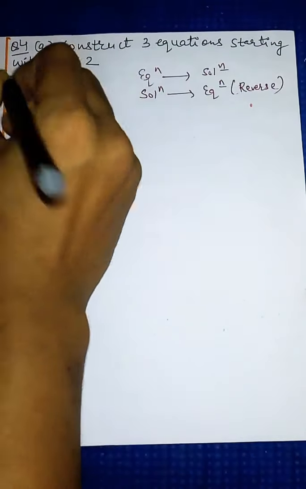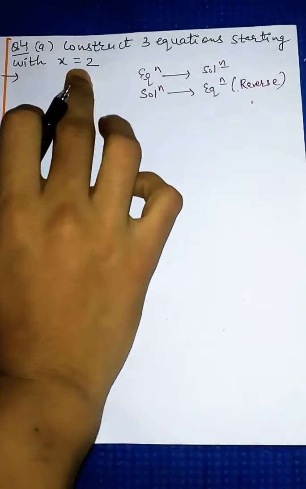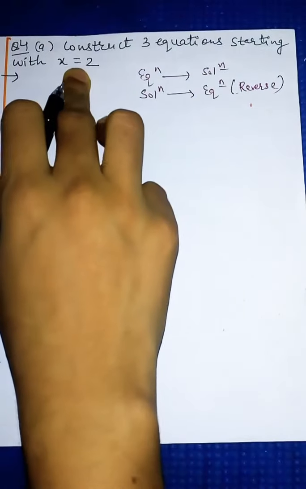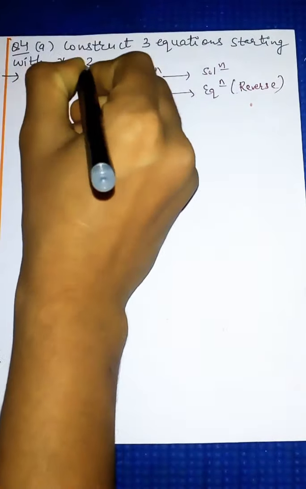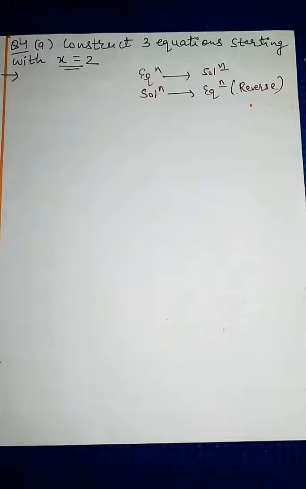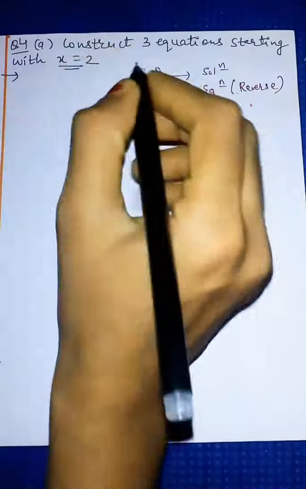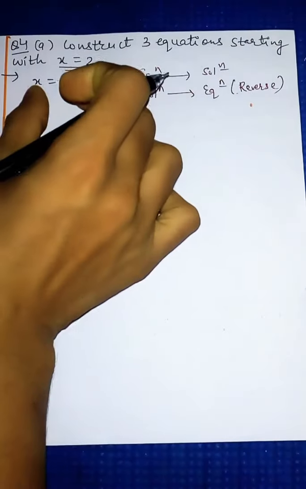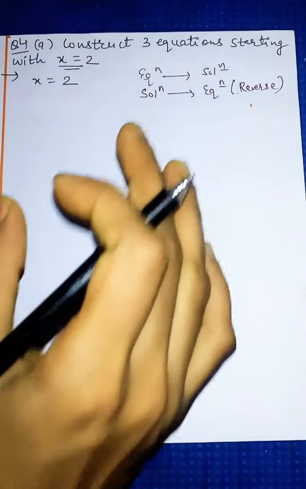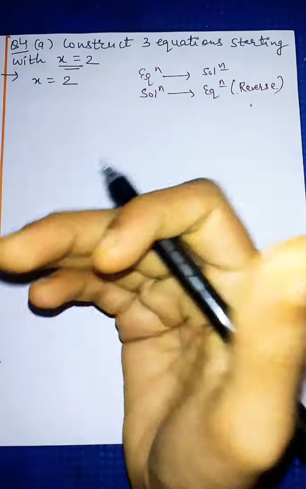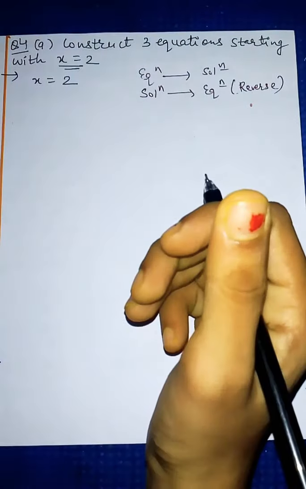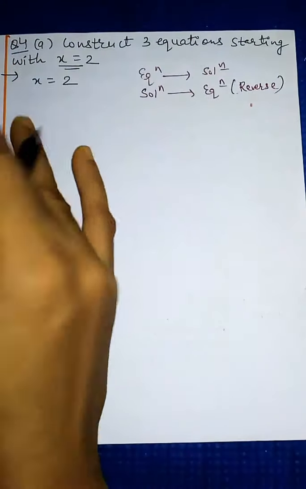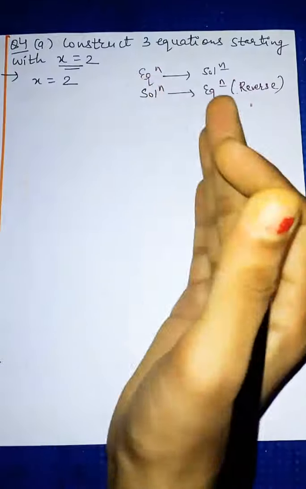So here the value is x equal to 2. We have to start with the value that is given to us, and now we have to make an equation. Now, for making equations we will do certain steps. But whatever steps you do, you have to do on both the sides.